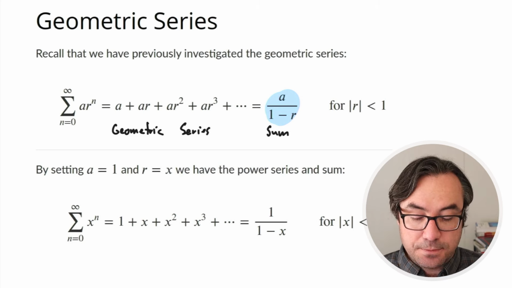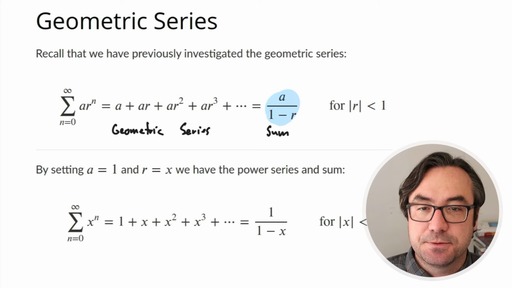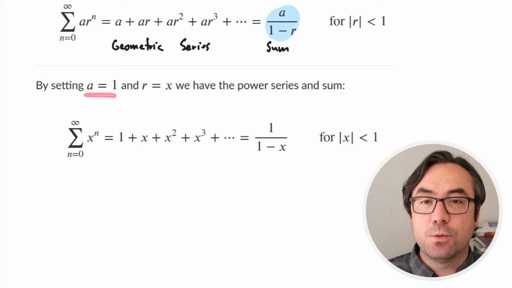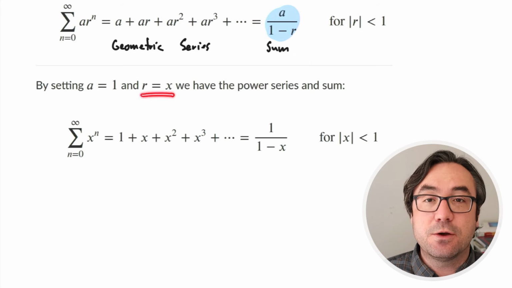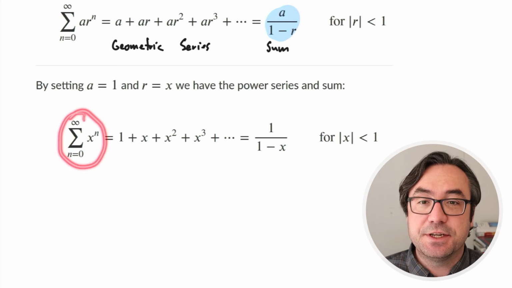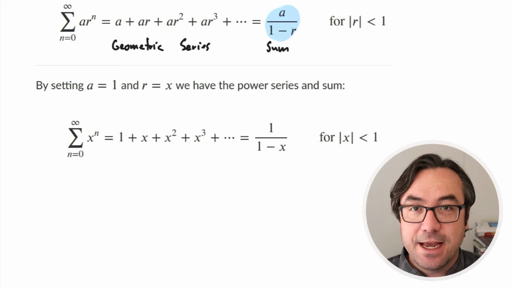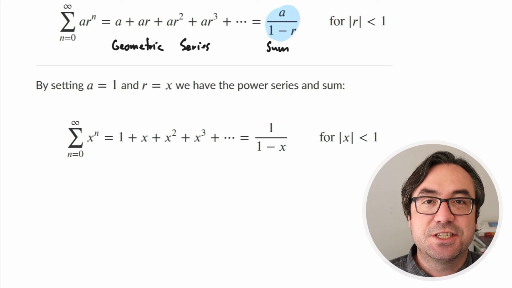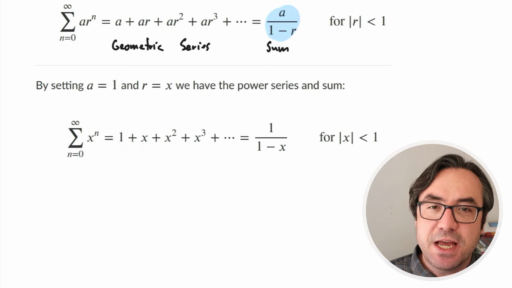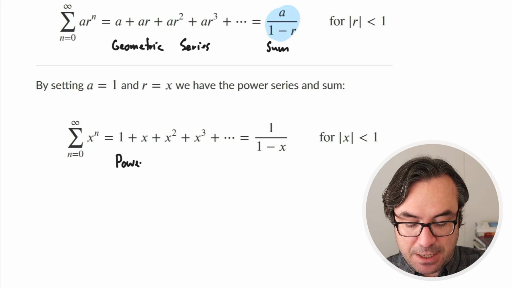Okay, now we're going to use this formula and convert it to a power series. The way we're going to convert this to a power series is we're going to set a equal to 1 and we're going to set the r value equal to the variable x. This is going to give us a power series, the sum from n equals 0 to infinity of x raised to the power n. And if we write out the first few terms just to see what this looks like, it's 1 plus x plus x squared plus x cubed, and so on. So here we got a power series, powers of x.